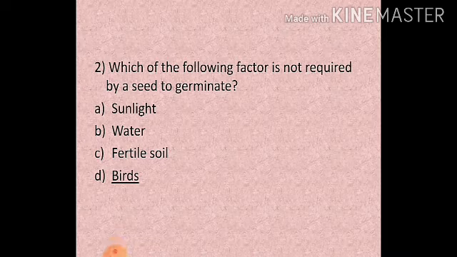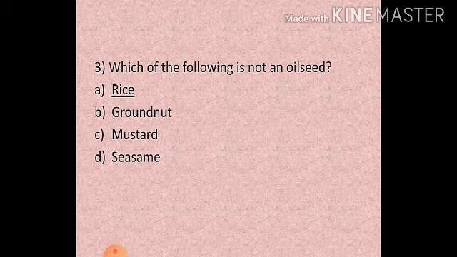Okay, let's see third one. Which of the following is not an oil seed? So oil seeds are the ones which release oil. The seed which releases oil is an oil seed. Let's see the options. A. Rice, B. Groundnut, C. Mustard, D. Sesame.